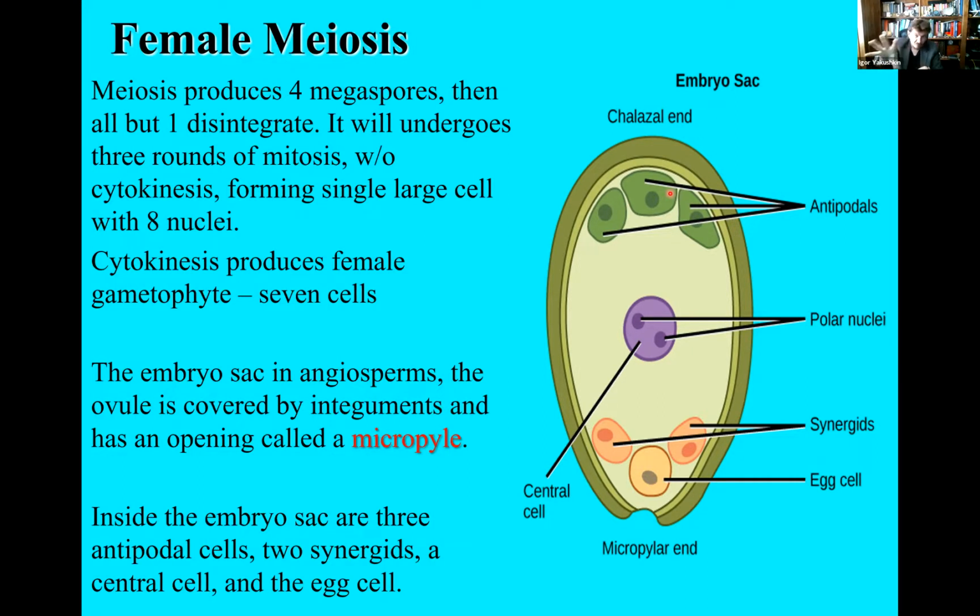Anyway, so in this particular case, since our time is kind of limited, let's focus on the central cell and the egg. Egg is the haploid, has a haploid nucleus. It's only 1 nucleus. All right. Central cell will have a haploid nuclei, but there is 2 of them.